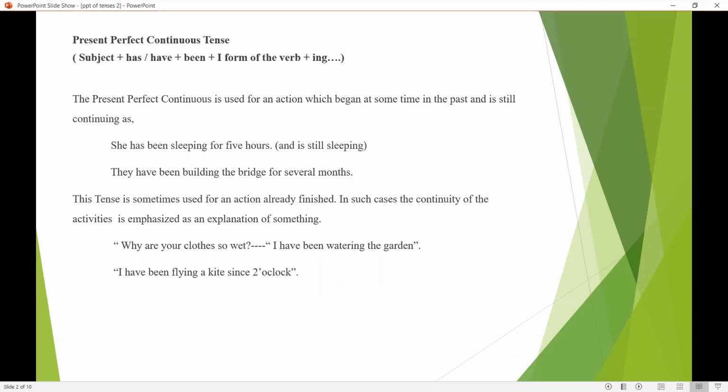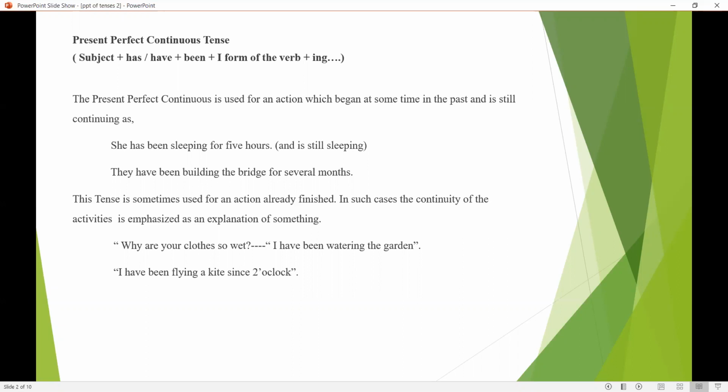Example, she has been sleeping for 5 hours and is still sleeping. So that's the action continuing. They have been building the bridge for several months. The construction is still continuing.